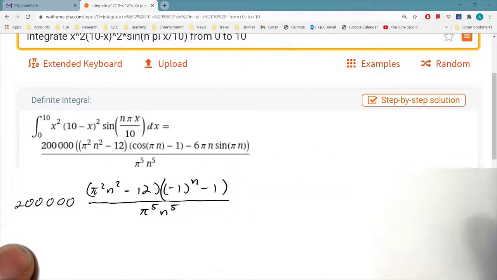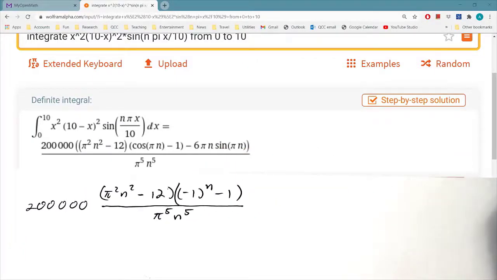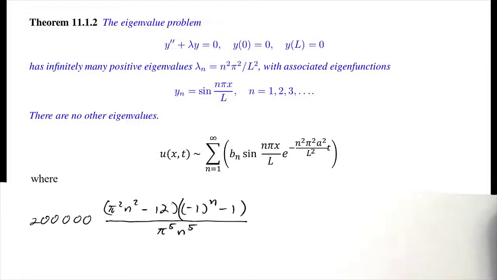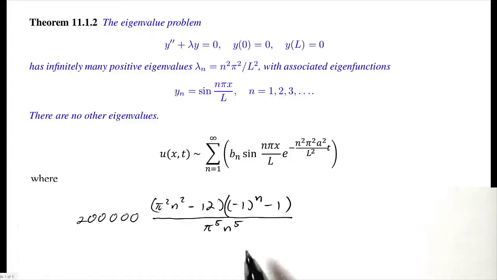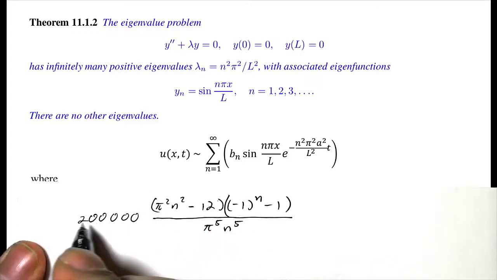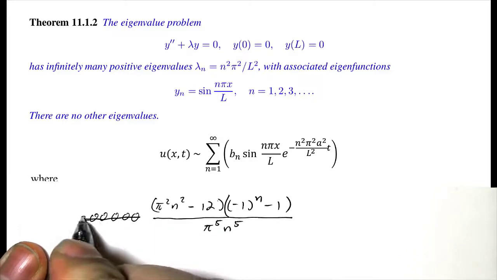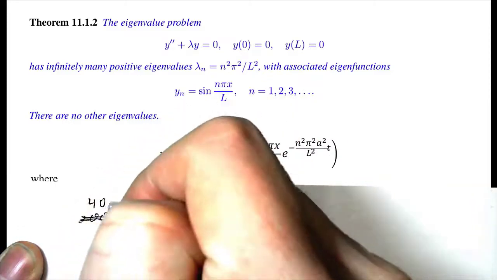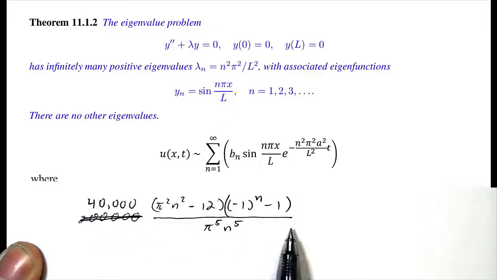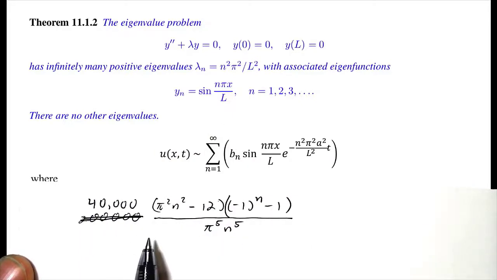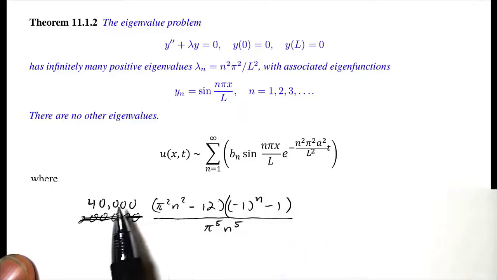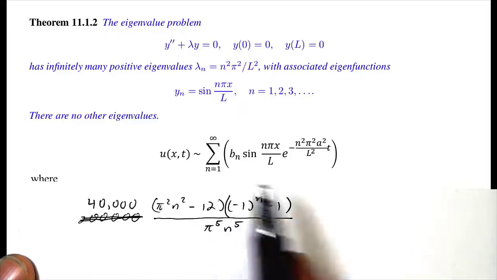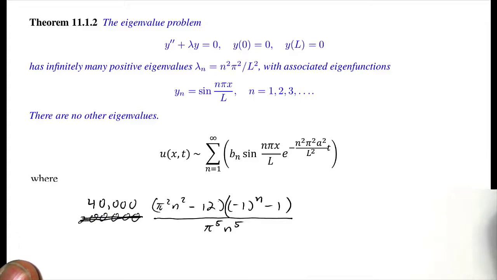That is the numerator for our expression over here for bn. Remember, the denominator was 5, so let's divide all this by 5. Dividing this by 5 would just give me 40,000. So let's cross that out and replace it with 40,000. So these are our bn's. So now we have it. We have our solution, right? We just have to insert this stuff in place of bn, and that will give us the answer.